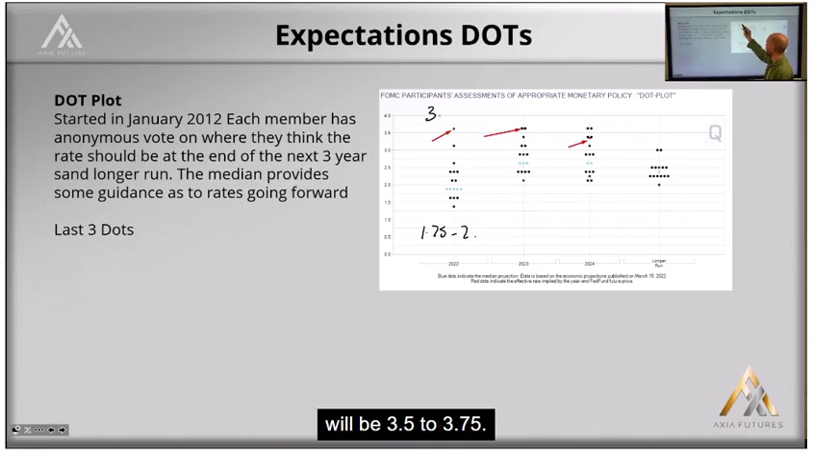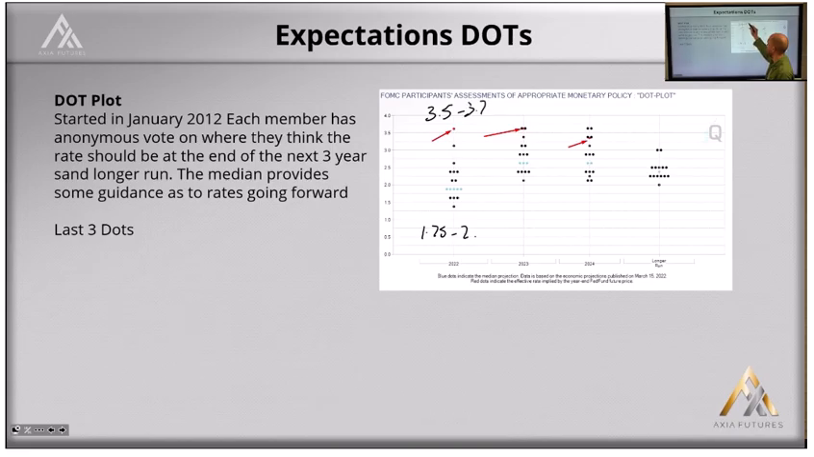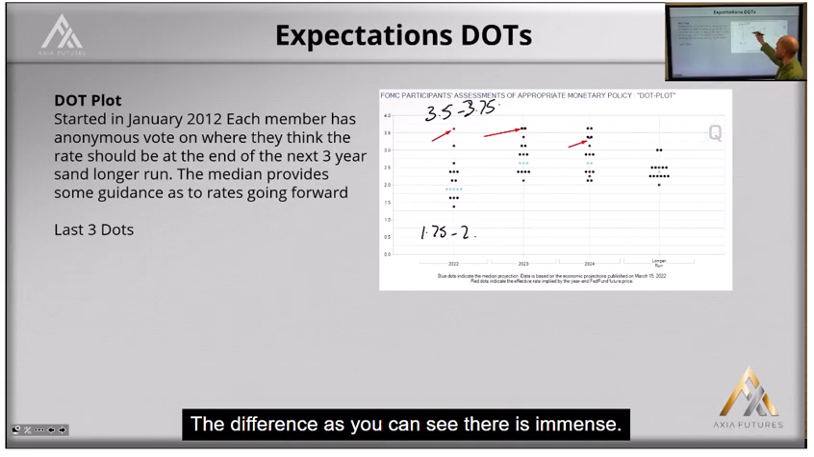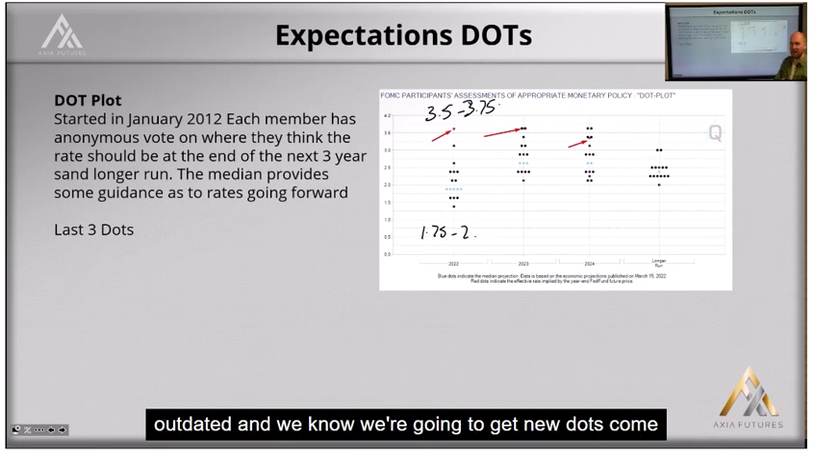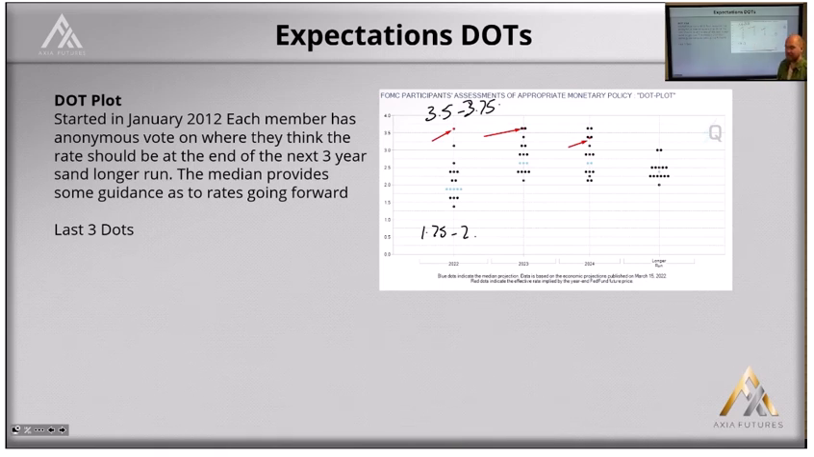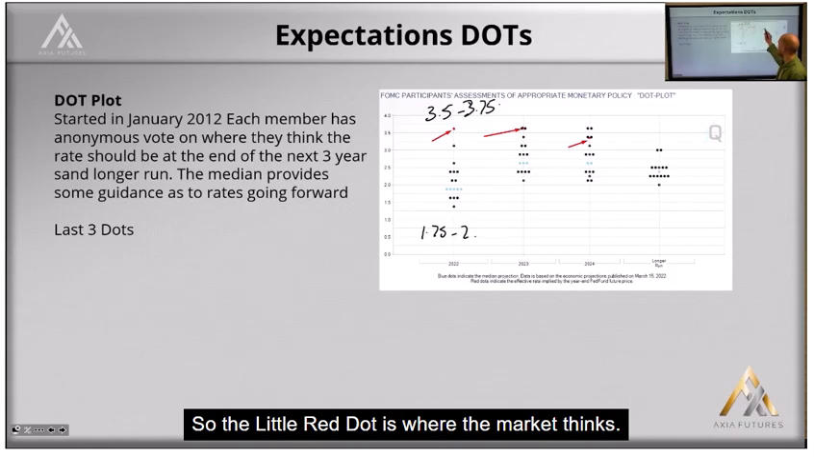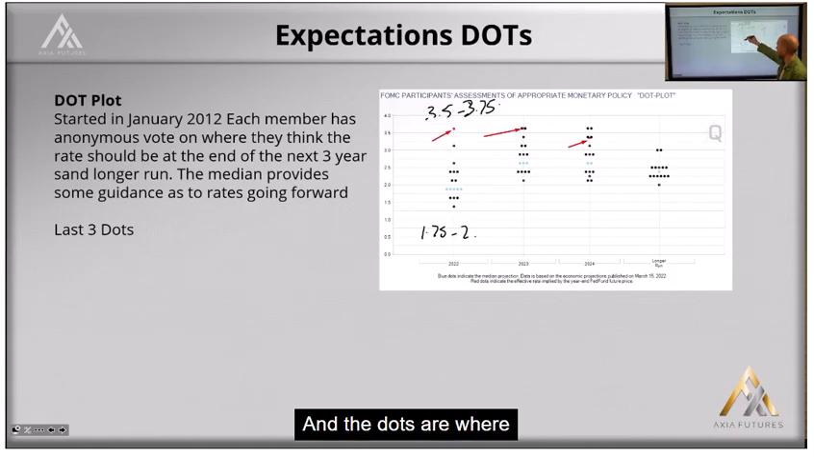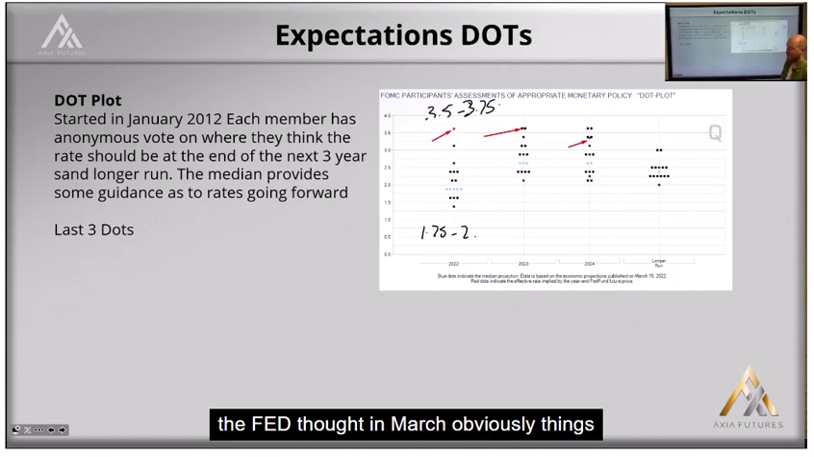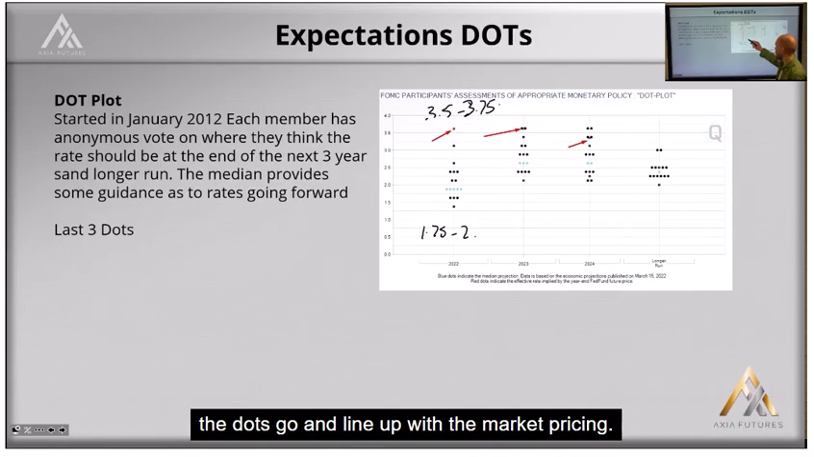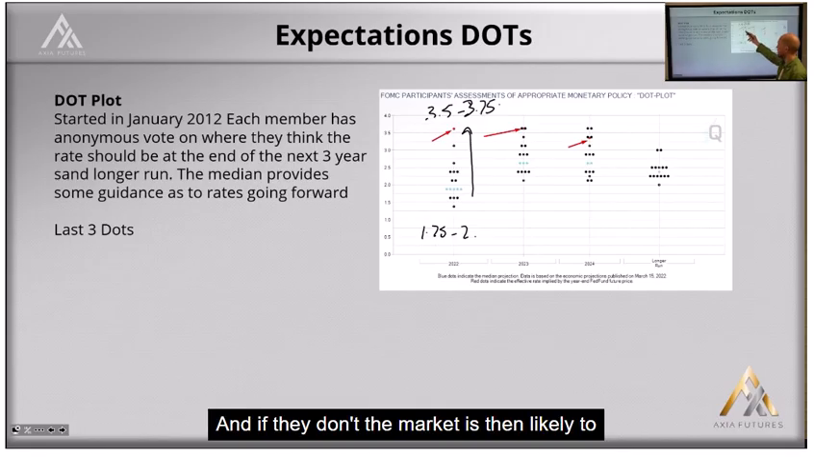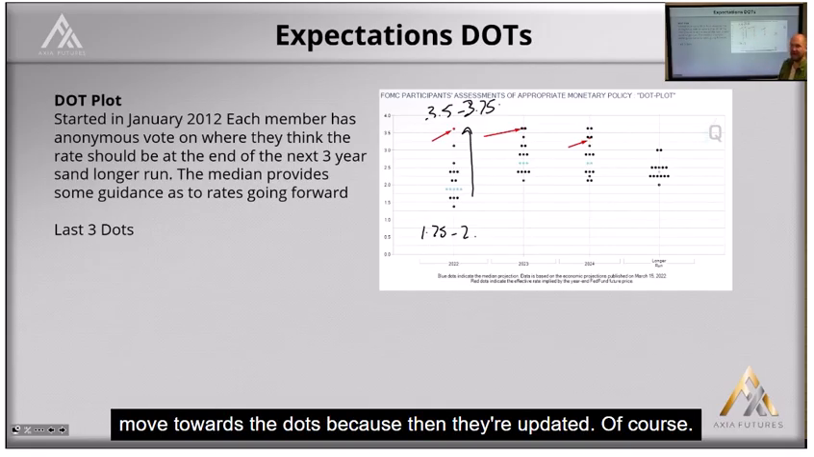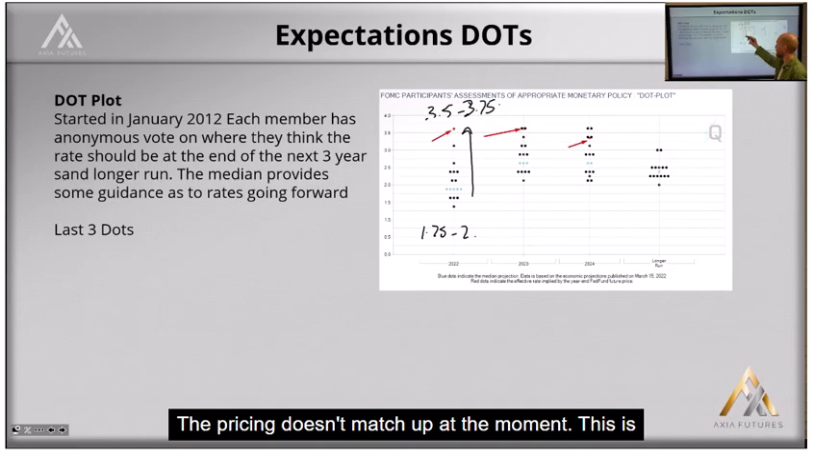3.625, so the rate will be 3.5 to 3.75. The difference, as you can see there, is immense. So what this tells you is these dots are outdated, and we know we're going to get new dots come the June meeting. So the little red dot is where the market thinks, and the dots are where the Fed thought in March. Obviously things have changed, so the question then is, do the dots go and line up with the market pricing? And if they don't, the market is then likely to move towards the dots because then they're updated. Of course, the pricing doesn't match up at the moment.